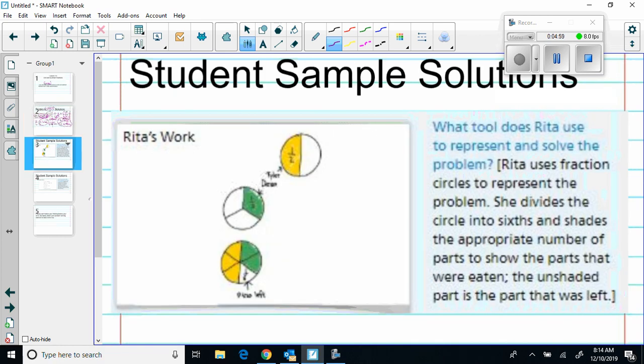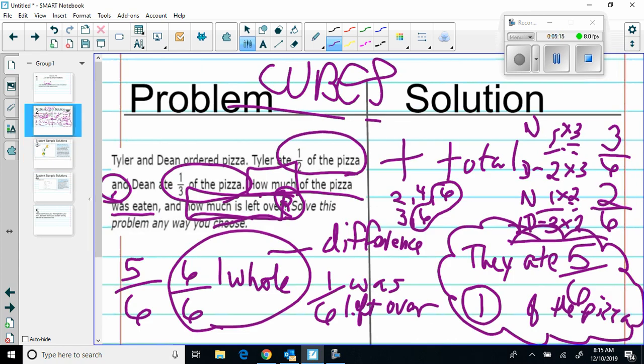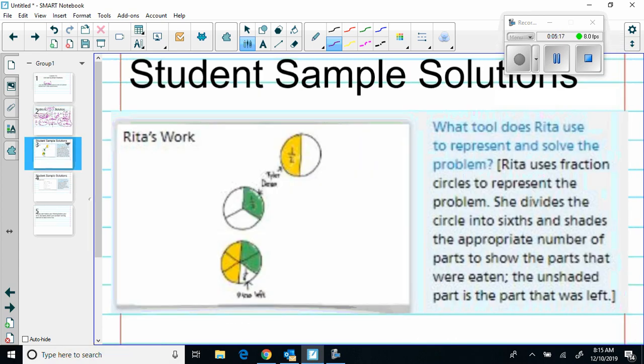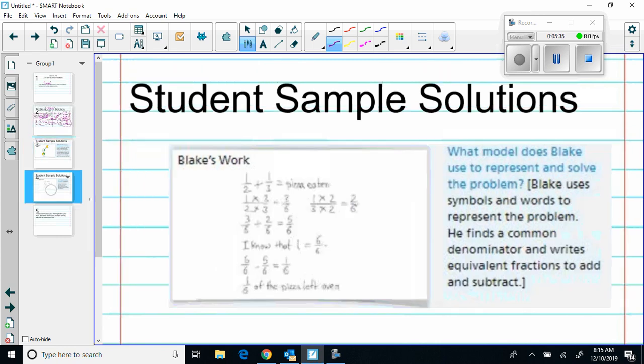If we look at Rita's work, she drew a model to represent kind of what was going on. She found the common denominator of 6 equal parts, which is what we did. If I go back, you will see we found our common multiple was 6, our least common multiple. So she split the pizza into 6 equal parts. She shaded in 3/6 and she shaded in 2/6, which left us 1/6. Or she shaded in 1/3 and did a half to find 1/6. You can do a model if you would like.